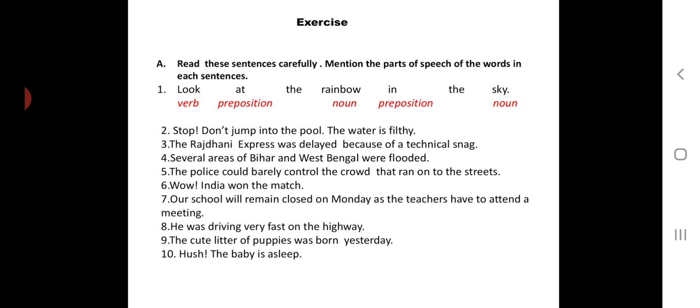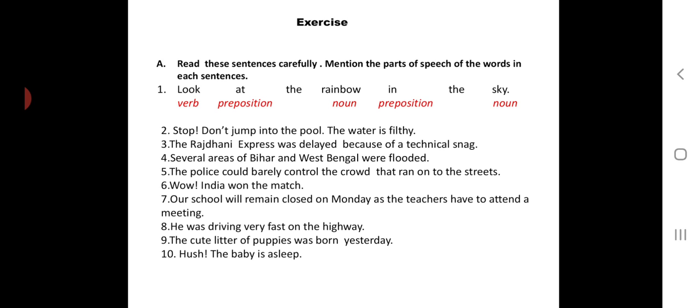Now let's go to the fourth one: several areas of Bihar and West Bengal were flooded. Here, Bihar and West Bengal, these two are the nouns, and you can see one word, and, is joining these two words. So, and is a conjunction. What is the verb here? Were is a verb. Then several and flooded, these two are the adjectives, and of is the preposition, and and is the conjunction I told you before.